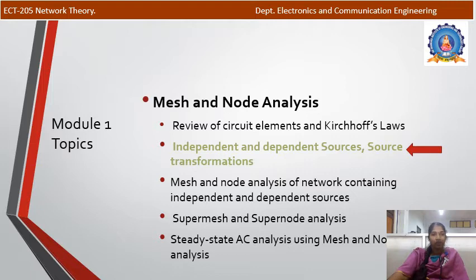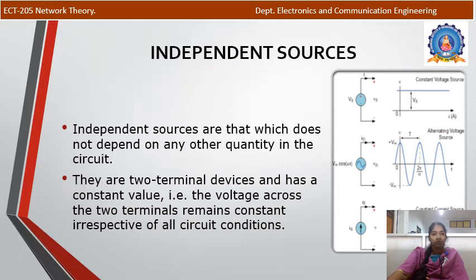Already we discussed the types of sources, that is voltage source, current source, and dependent and independent sources. In detail, what are the independent and dependent sources? Independent sources are those which do not depend on any other quantity in the circuit. That means if we have a source, either a voltage source or a current source, and its voltage or current does not depend on any parameter in the circuit, it is known as an independent source.